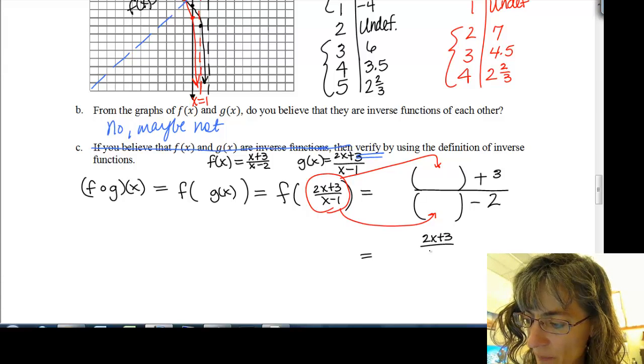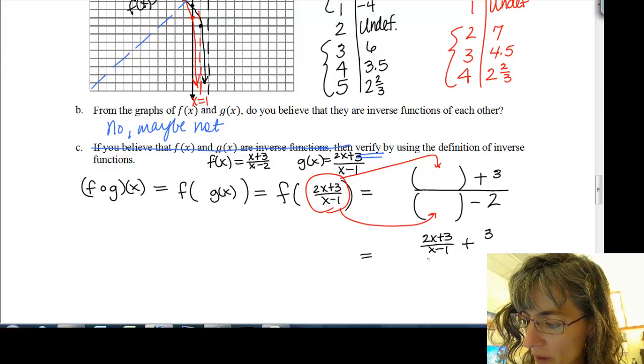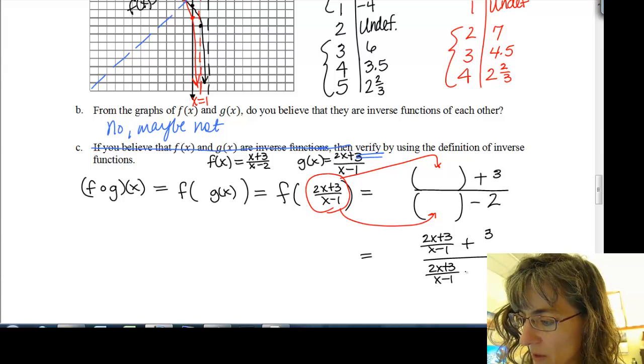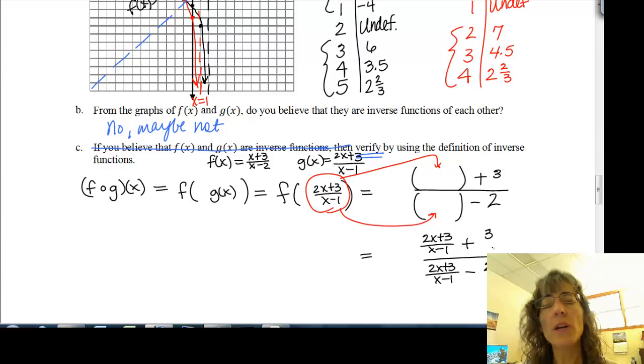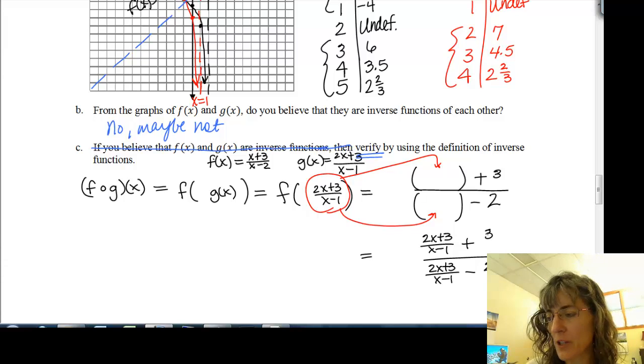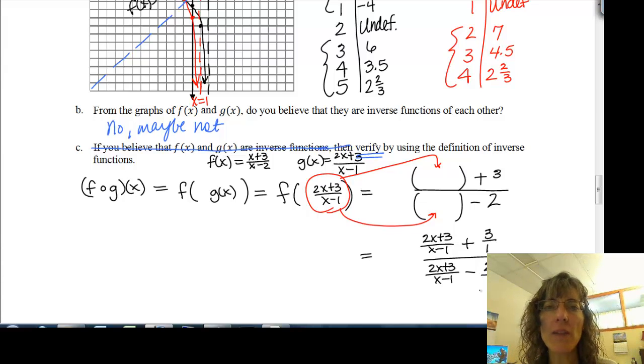So it's going to look like 2x plus 3 over x minus 1 plus 3, all over 2x plus 3 over x minus 1 minus 2. Now that's a complex fraction. The way we handle complex fractions is we make sure every term is represented as a fraction, just because it looks better to our eyes that way. So I'm going to put those over 1.